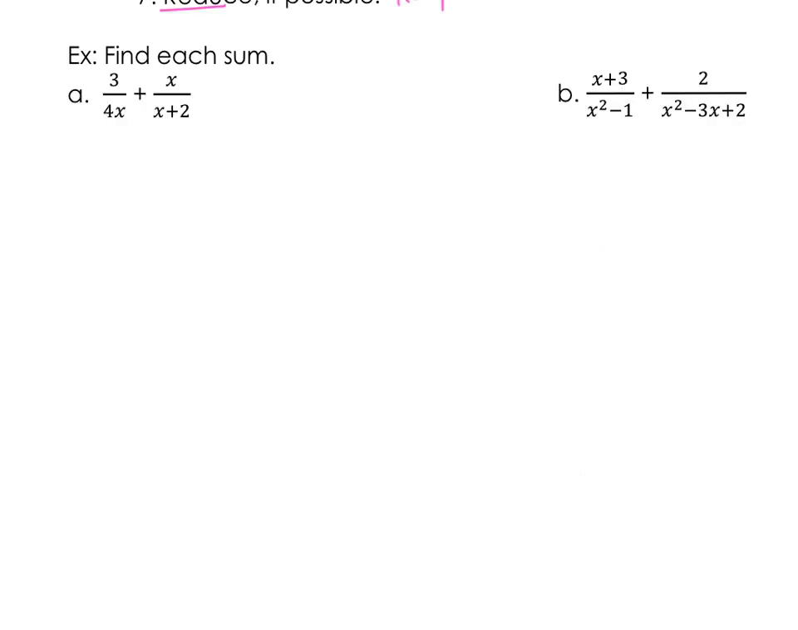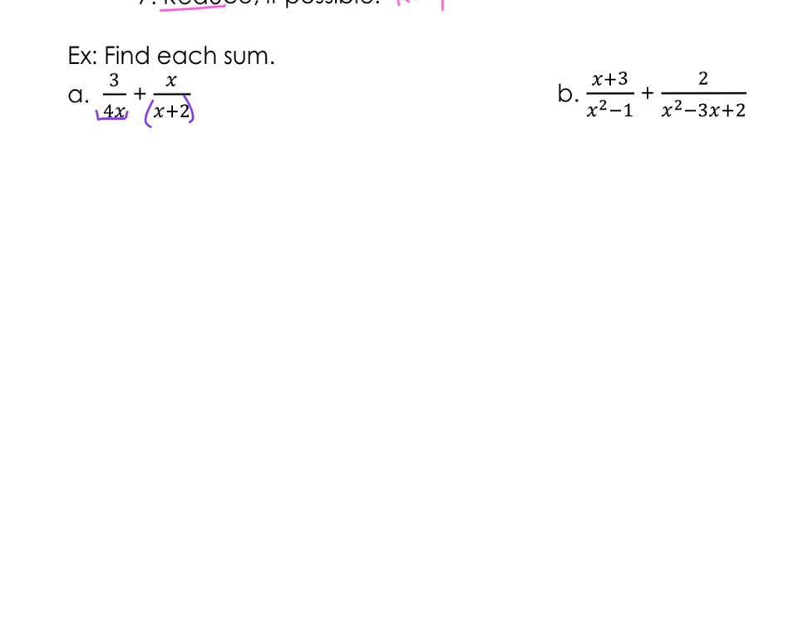Find each sum: 3 over 4x plus x over x plus 2. Step 1, factor the denominators. Well, we have a 4x, which is just one term, and then an x plus 2, which I'm going to put in parentheses. So there are no common factors or anything that we can take out of the denominators. They're already factored for us.